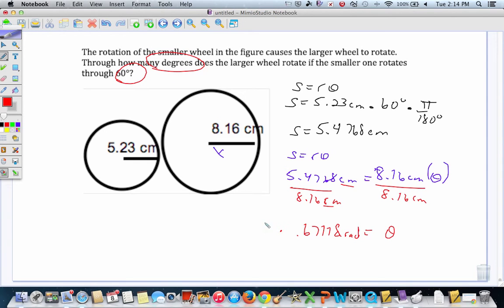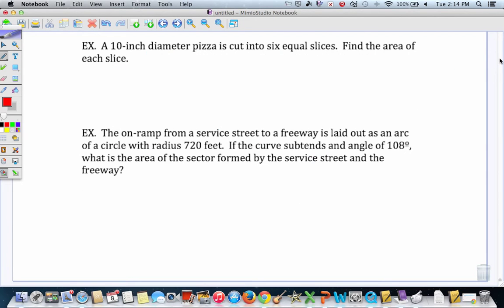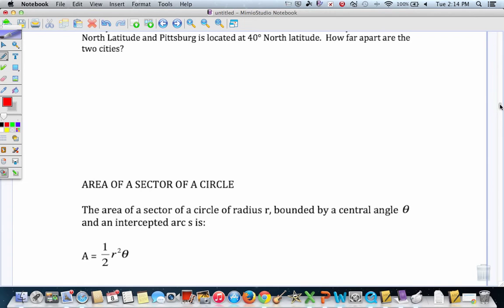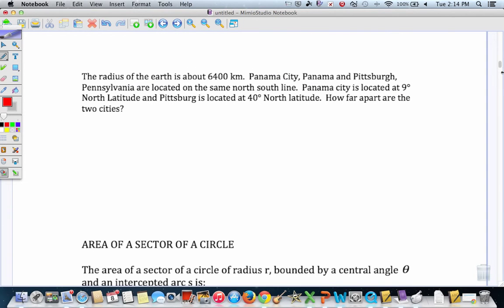And once again, our information up here was in degrees, and it says through how many degrees. So I'll go ahead and convert this to degrees by multiplying by 180 degrees over pi, and theta is going to be about 38.5 degrees here. Let's keep pushing on.